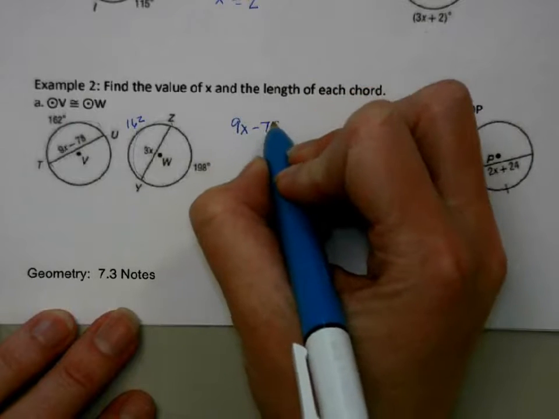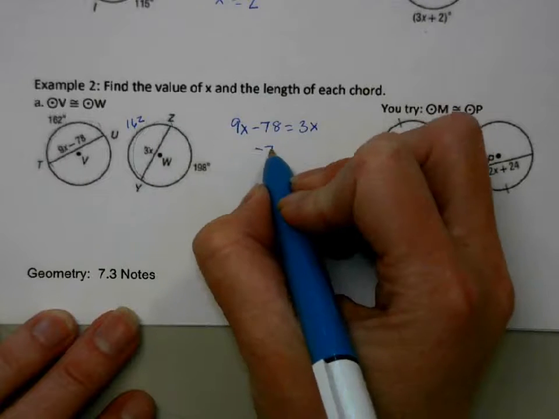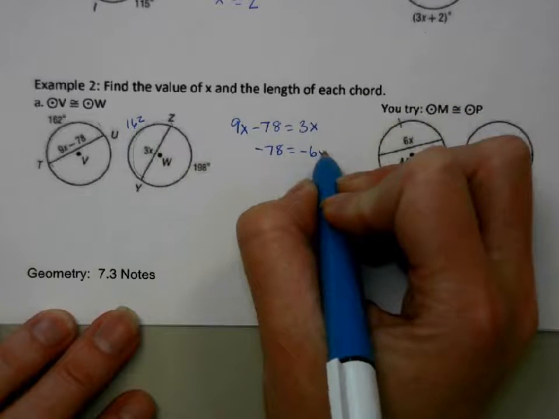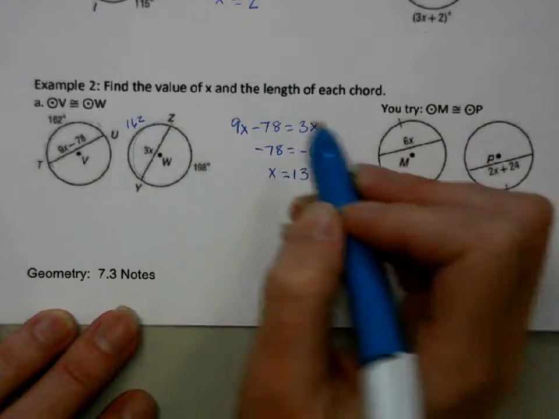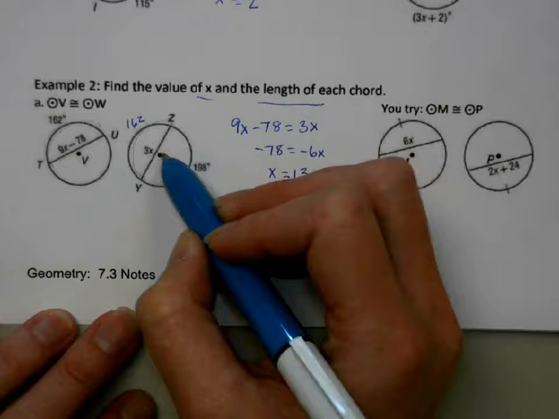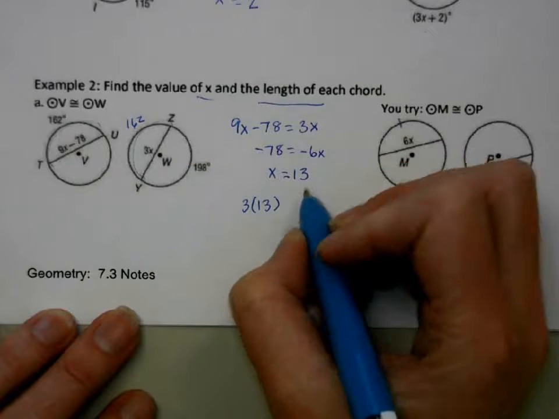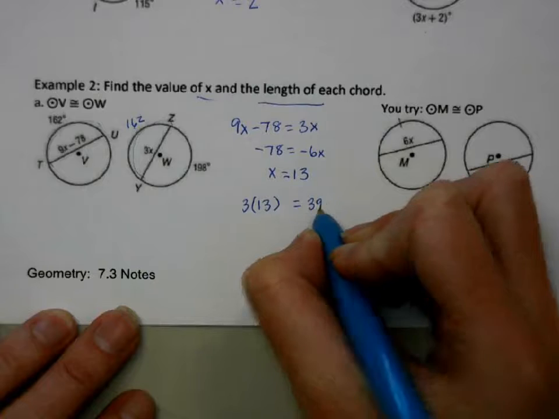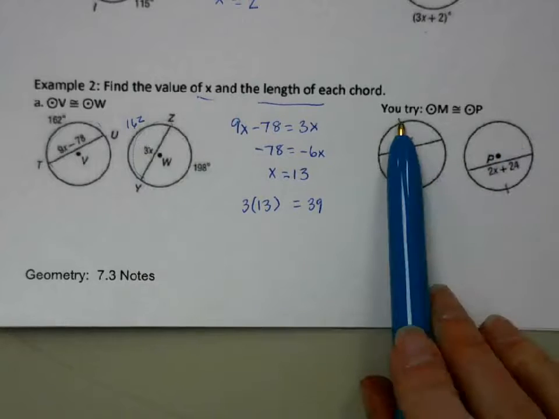So 9x minus 78 equals 3x. So negative 78 equals negative 6x. So we get x equals 13. We're also then asked to find the length of the chord. So they're going to be the same thing. So 3 times 13 is 39. So both of those chords are 39. All right, you should try the next one.